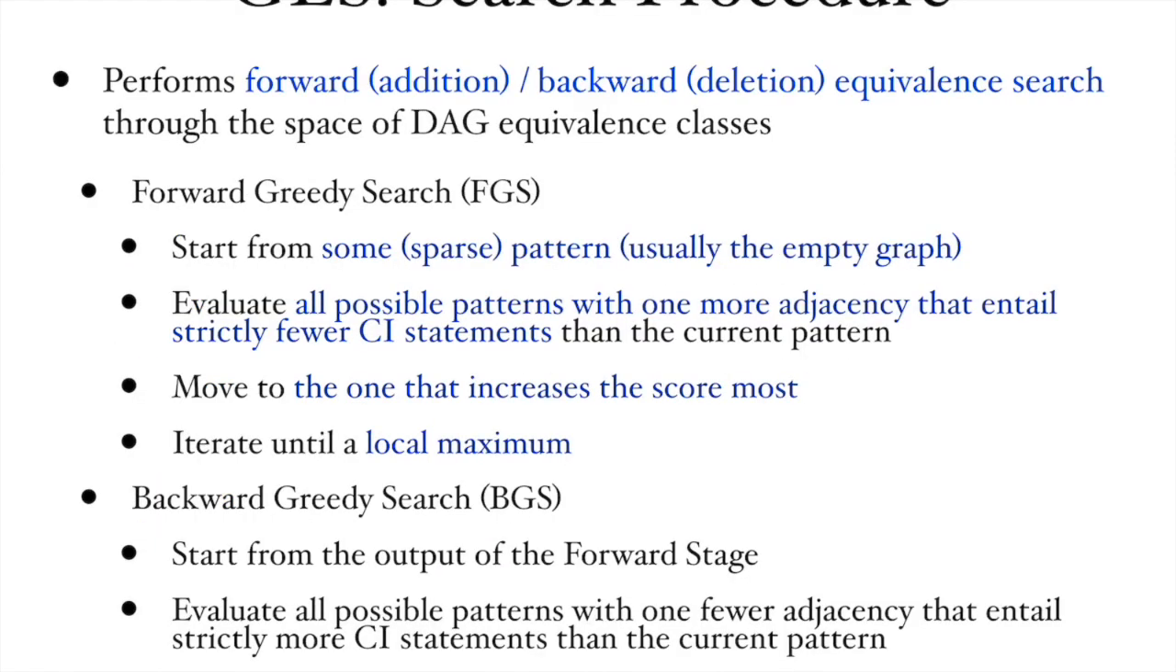And then you can do the search. I'm going to skip the details, but basically there are two steps. First, you add edges, and the second step is to remove edges. This procedure has been shown to be correct asymptotically. That means if you have enough data, there are no local solutions. You always end up with the optimal solution. That's very cool. With a greedy search procedure, you can end up with the global optimum.